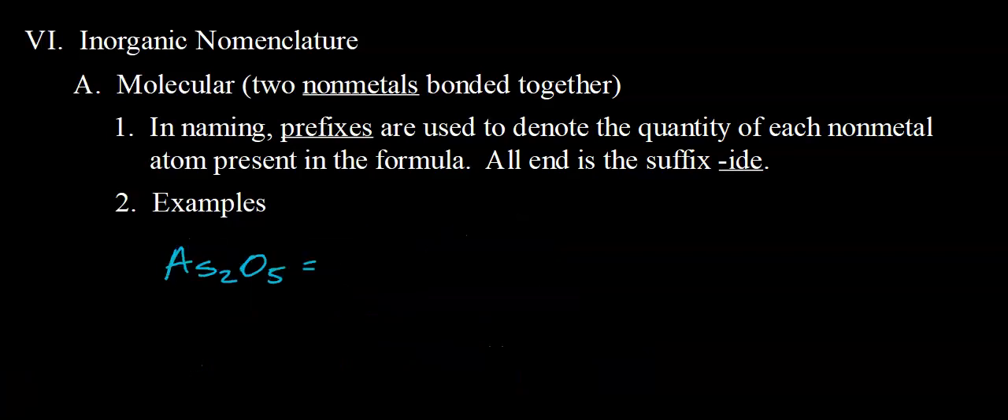So this time we have more than one of the first elements, so we will definitely use a prefix. We have 2 arsenics. Five, prefix for 5 is penta.